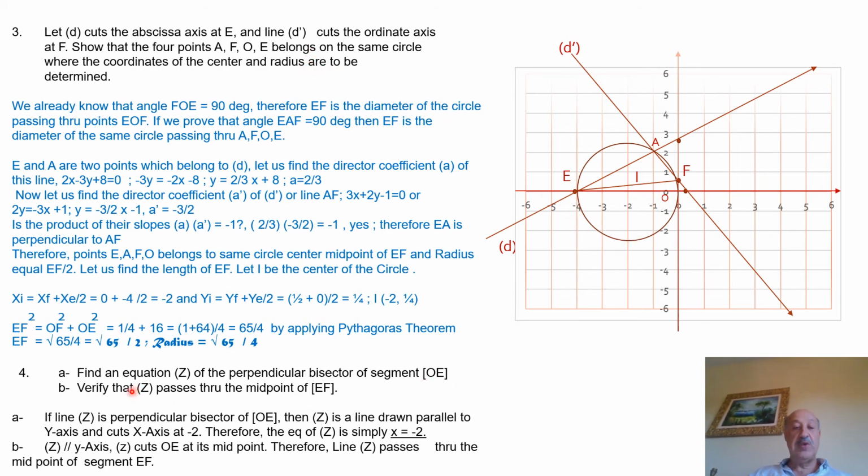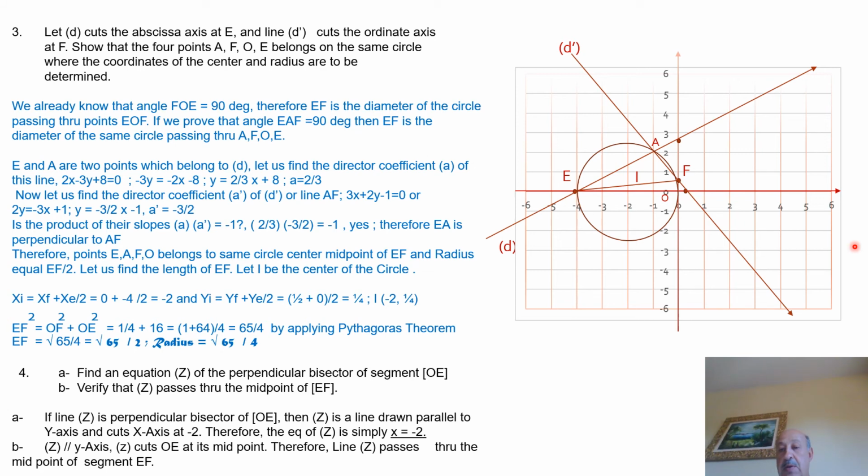Great. Let's go to question number 4. Find an equation Z of the perpendicular bisector of segment OE. How do we draw Z as the perpendicular bisector of OE? We know that OE is minus 4, or if we're talking length, the absolute value of minus 4, which is 4. But since we are using a graphical system, we take the minus 4 and divide it by 2, and the line Z comes at minus 2, cutting the x-axis at minus 2.